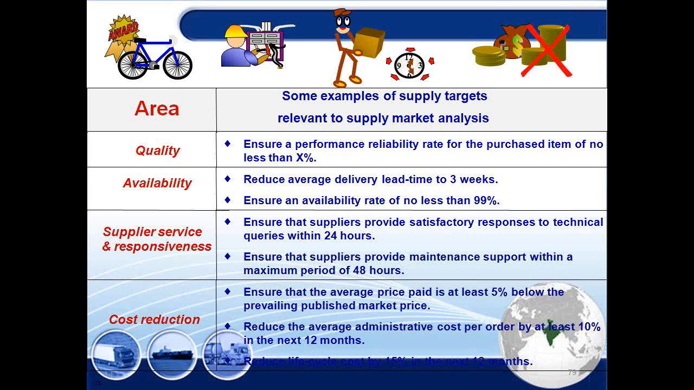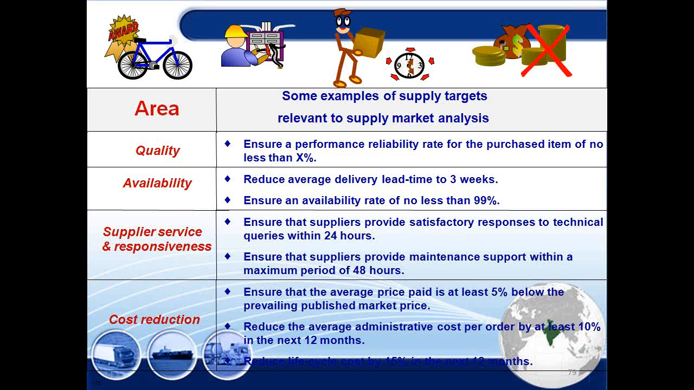This is a typical example I've taken up. Your supply target is that you want to improve the performance reliability rate for the purchase item to no less than, let's say, X%. Could be 10%. You say, guys, if I have to compete for any of the items which I'm manufacturing, I have to improve by 10 to 20% to become the leader in the market.